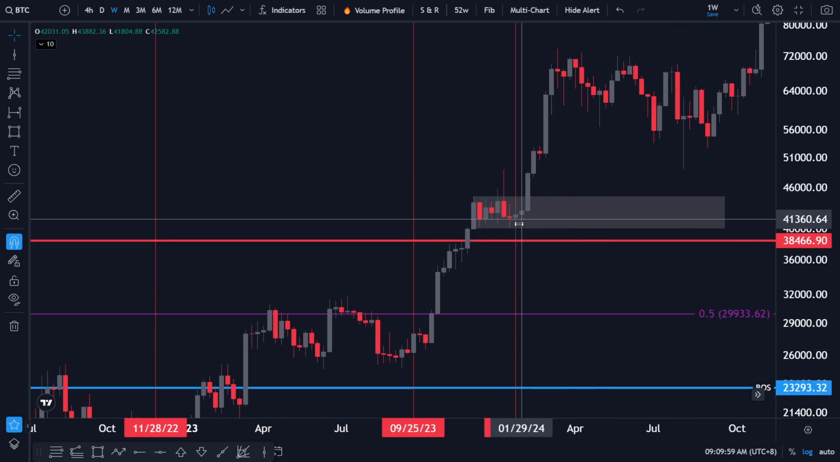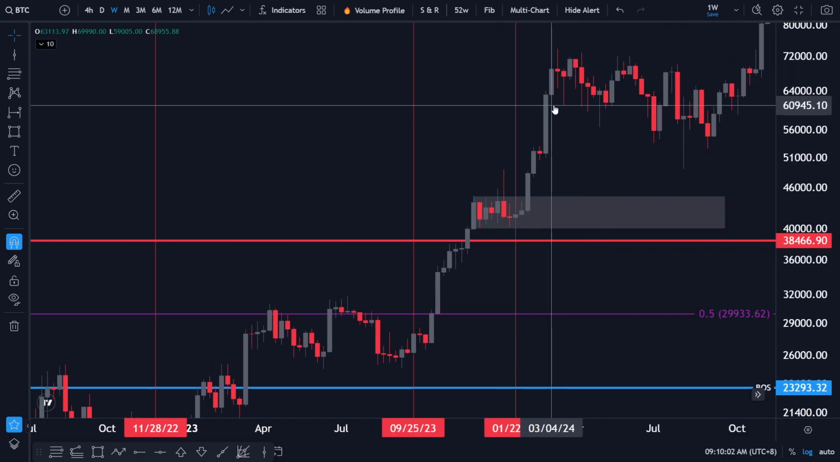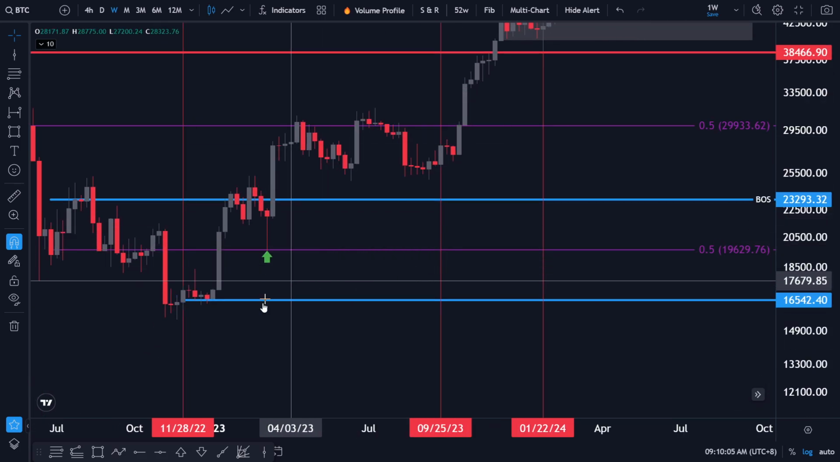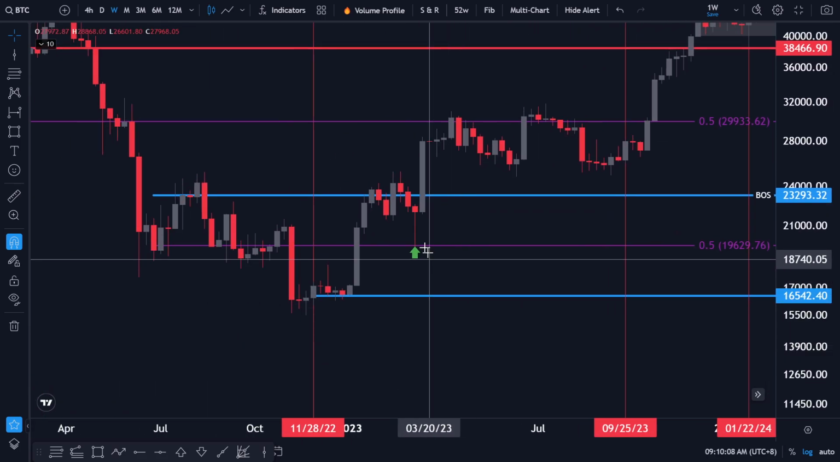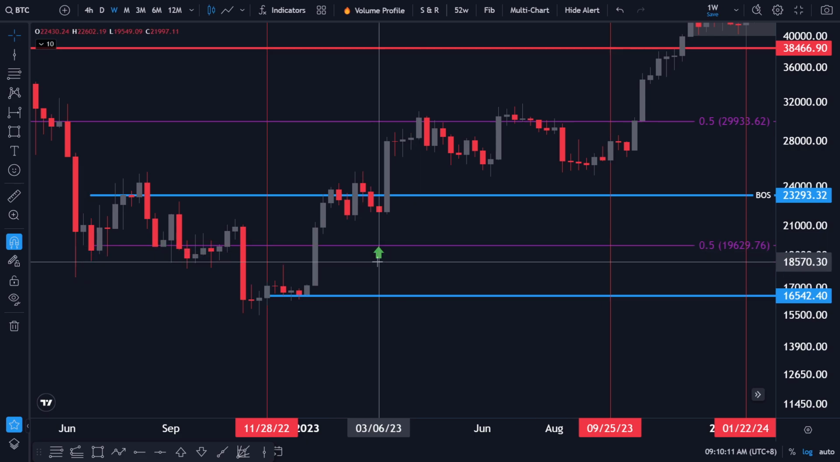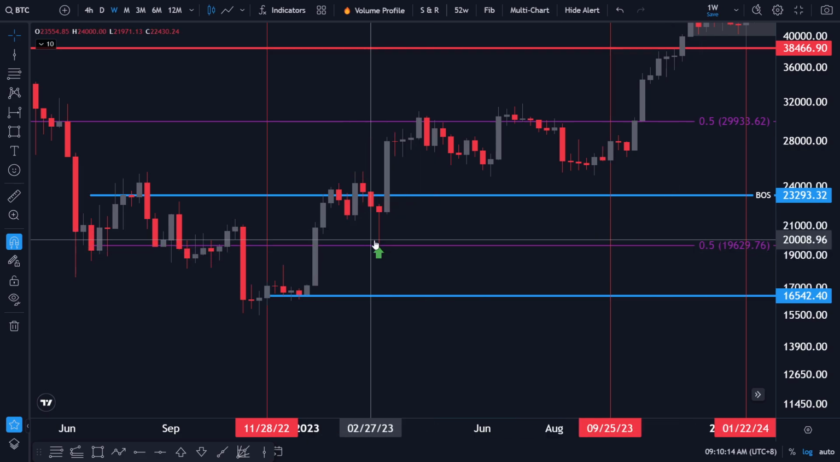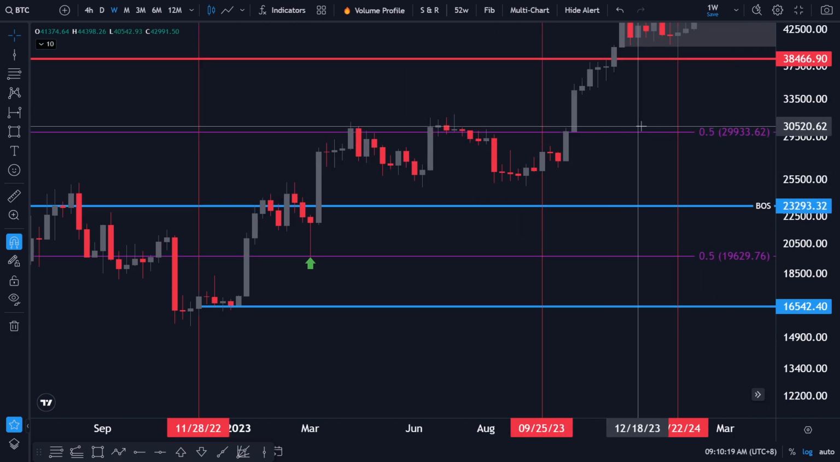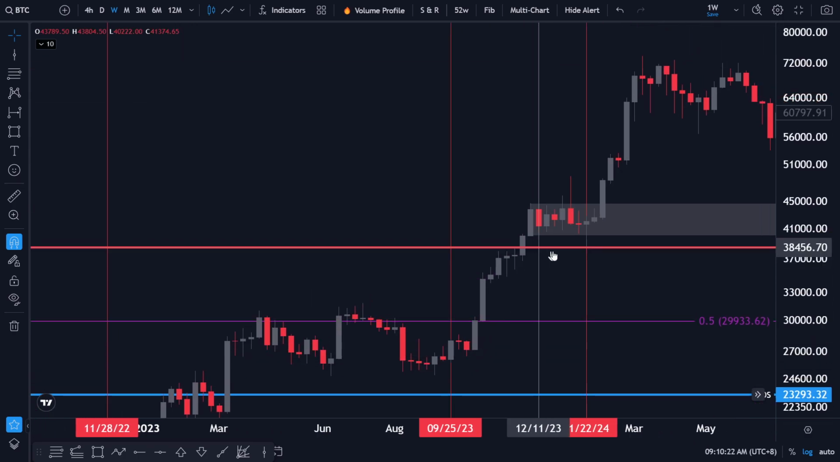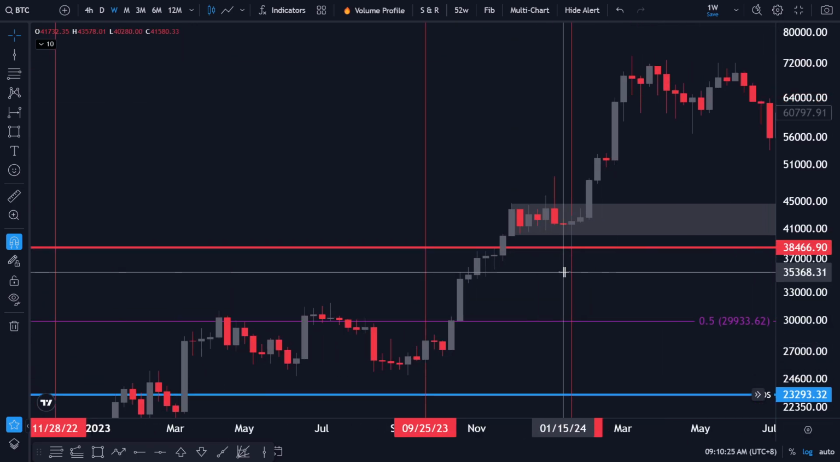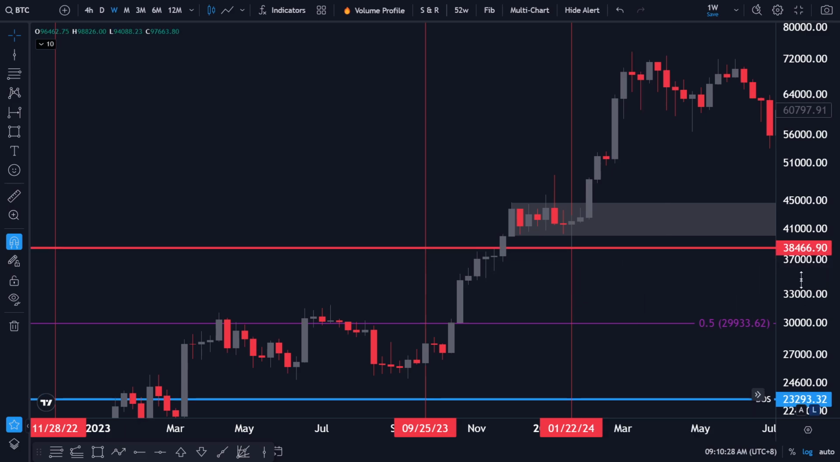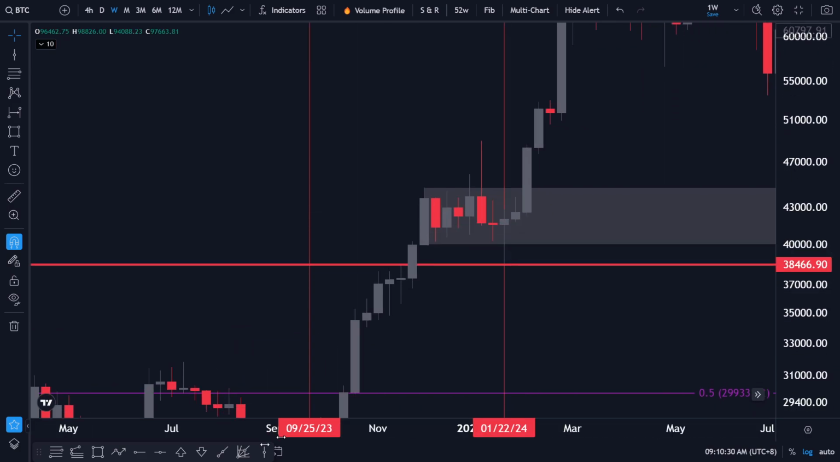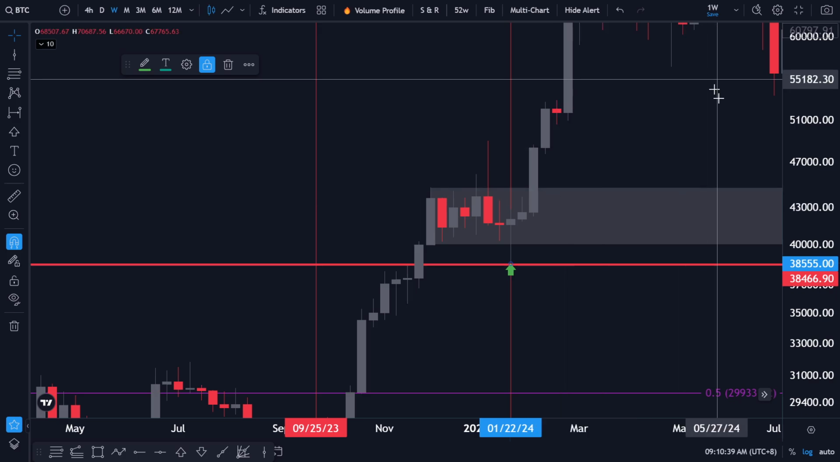So retest, it found support, it went higher, just like what it did here on this candle. Retest on the 0.5, went higher, wasn't able to break the 0.5 level right away, but once it broke, it broke the main resistance. It did the retest on this candle, and then it went higher.